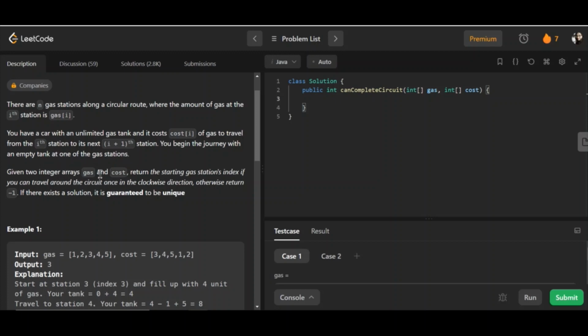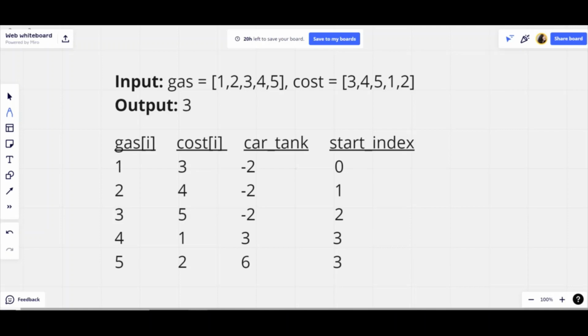Given two integer arrays, gas and cost, return the starting gas station's index if you can travel around the circuit once in clockwise direction. So if I can travel the whole circle in clockwise direction, then I have to return the starting index from where the car will start. But if it cannot travel the whole circle in a clockwise direction starting from any particular index, then I have to return -1. So let's get straight to the solution.